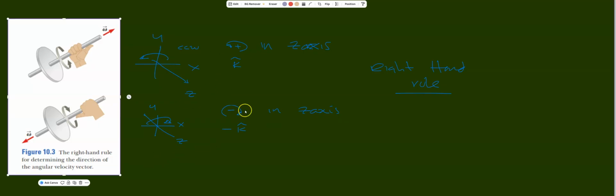So these are the main definitions for angular position, displacement, velocity, and acceleration. And as you can see, they're just analogous to what we did for linear motion. In the next video, we will talk about these quantities under constant angular acceleration.